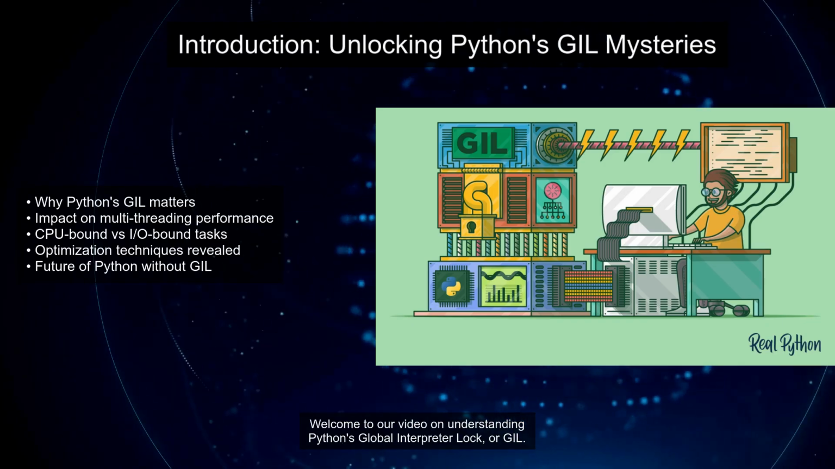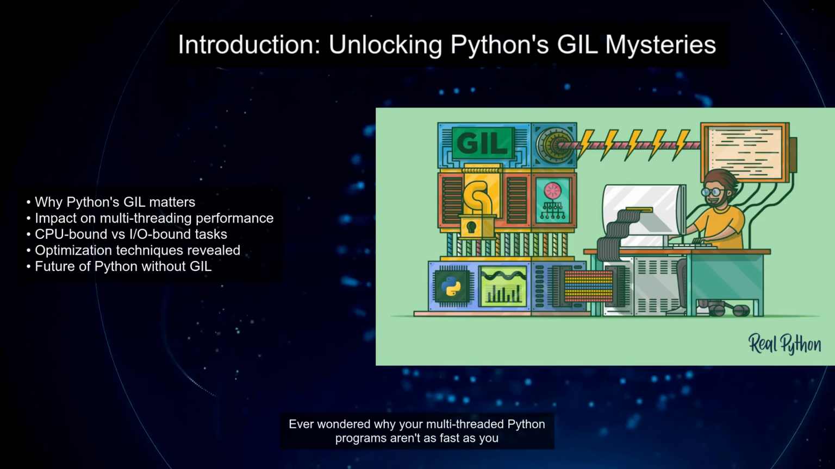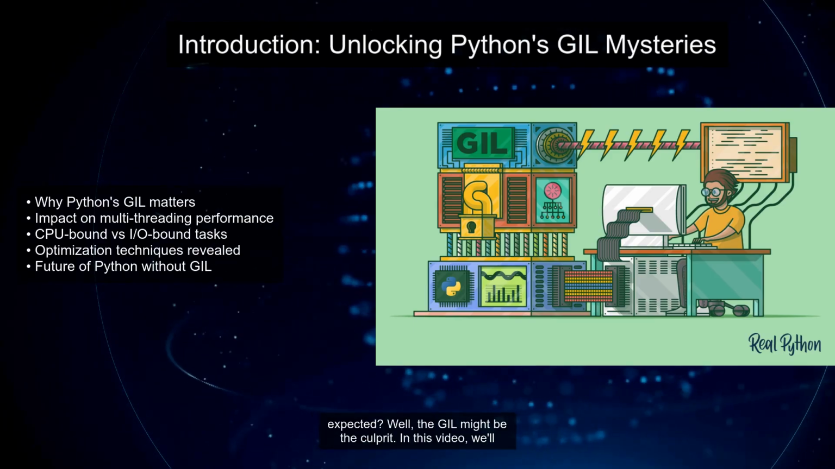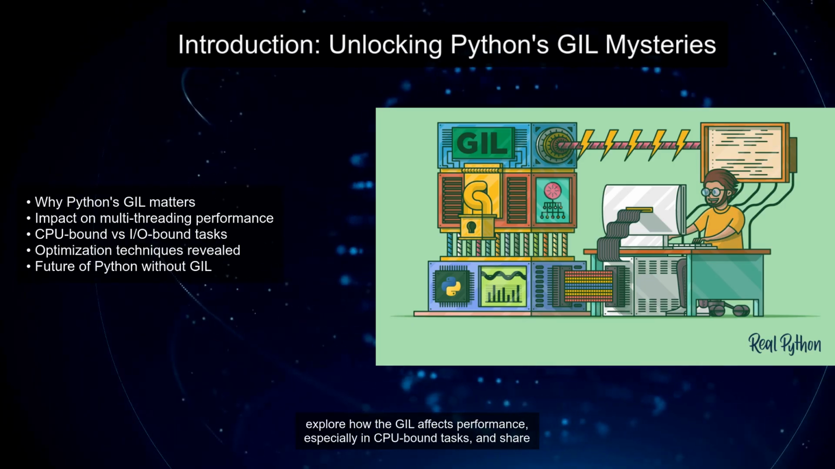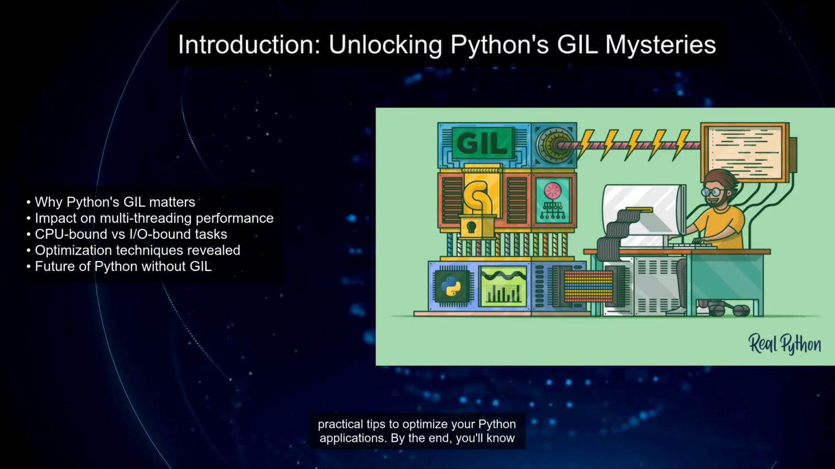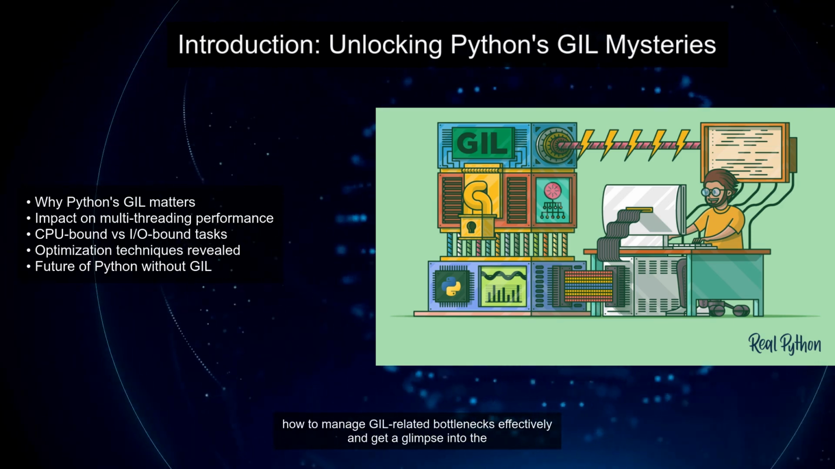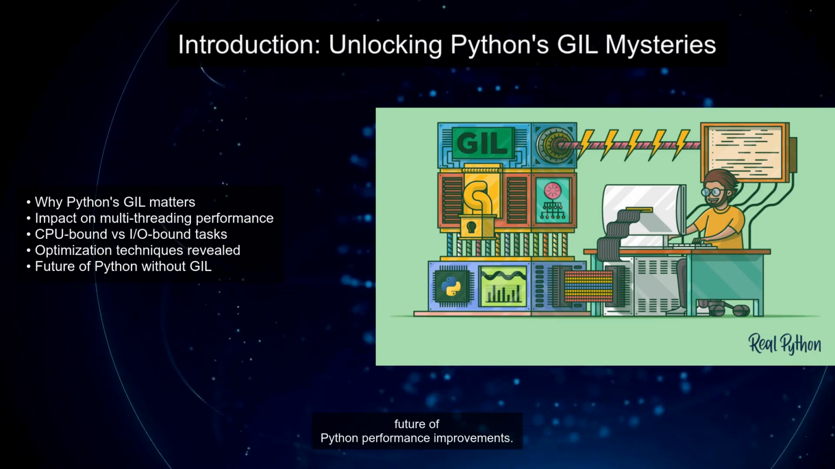Welcome to our video on understanding Python's Global Interpreter Lock, or GIL. Ever wondered why your multi-threaded Python programs aren't as fast as you expected? Well, the GIL might be the culprit. In this video, we'll explore how the GIL affects performance, especially in CPU-bound tasks, and share practical tips to optimize your Python applications. By the end, you'll know how to manage GIL-related bottlenecks effectively and get a glimpse into the future of Python performance improvements.